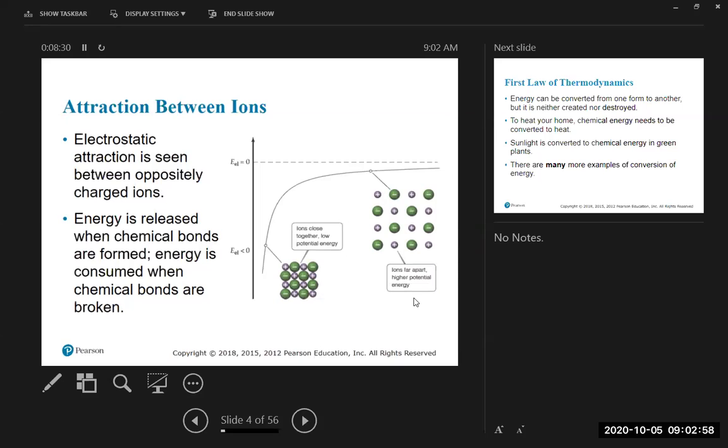So as we said, when we talk about electrostatic attraction, we're talking about attraction between oppositely charged ions. And so when chemical bonds are formed, in other words, when that attraction becomes so great that we now have a bond formed, energy is given off, okay? In order to break a bond, energy is consumed. You have to put energy into it.